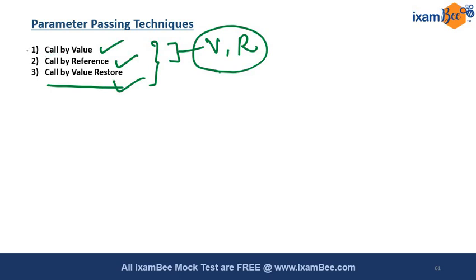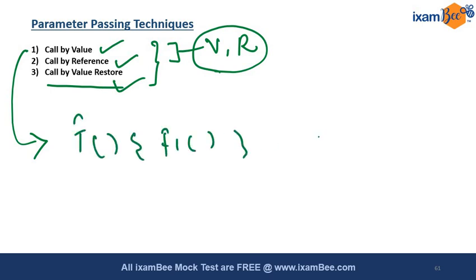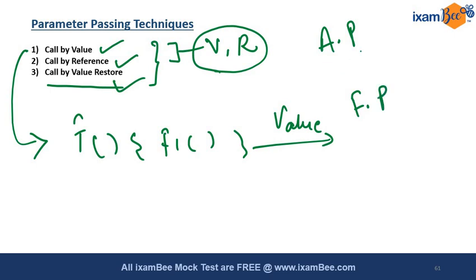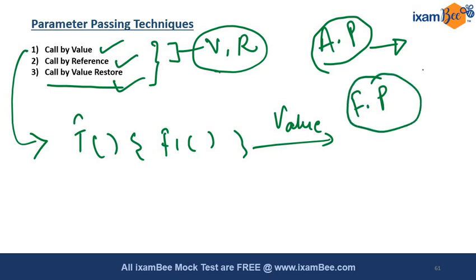and I will discuss call by value restore in detail. So what do we mean by call by value? Call by value is where one function is calling another function, and during the function call, we are only passing the value from the actual parameter to the formal parameter. There will be 2 kinds of parameters, actual and formal. Actual parameters are the original variables, and formal parameters are those defined in the brackets of the called function.